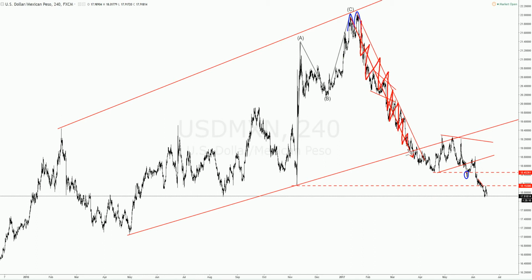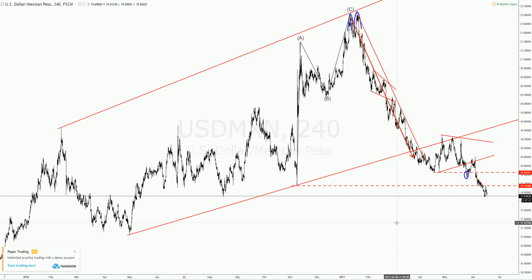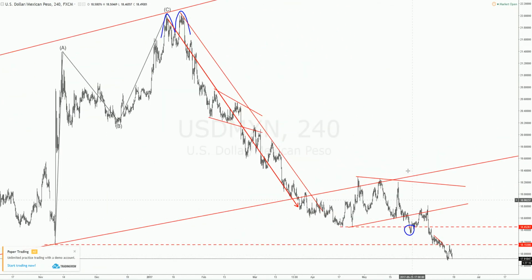Look at this. Straight down, came down into a wedge pattern, and boom, came down. Now it's broken 18. All the way from 22 down to 18. That's huge. That is massive. So don't give me this nonsense that higher interest rates are inflationary. They're not. It strengthened the peso. It didn't weaken it.